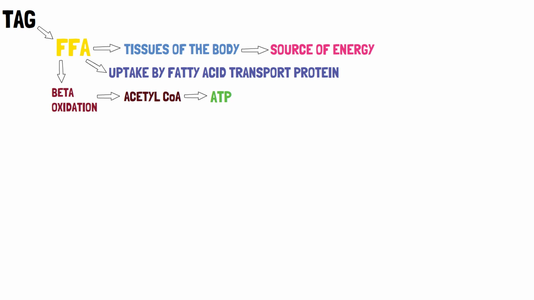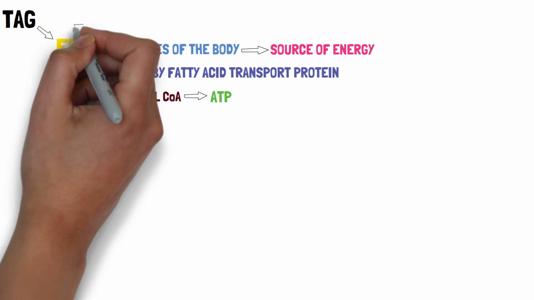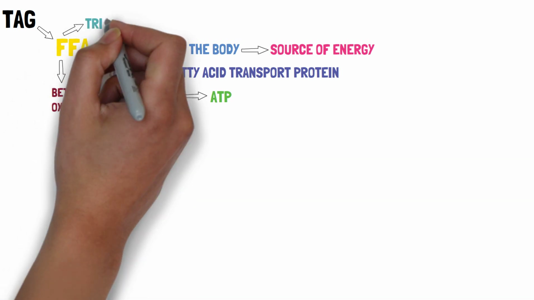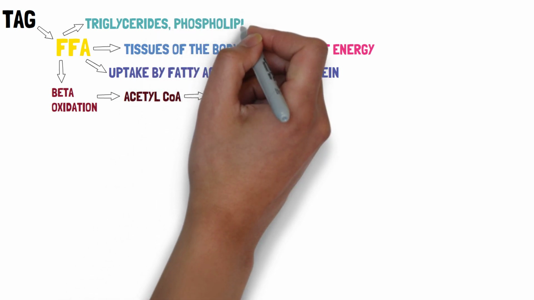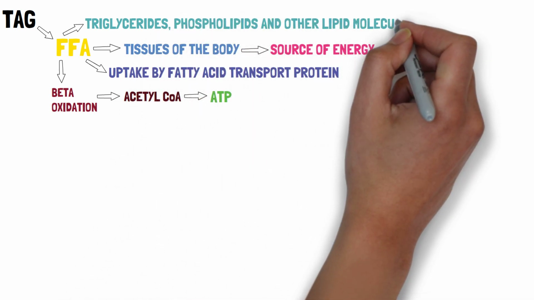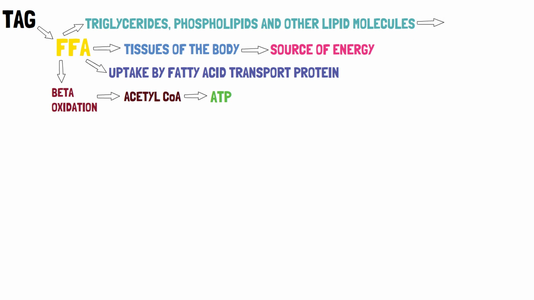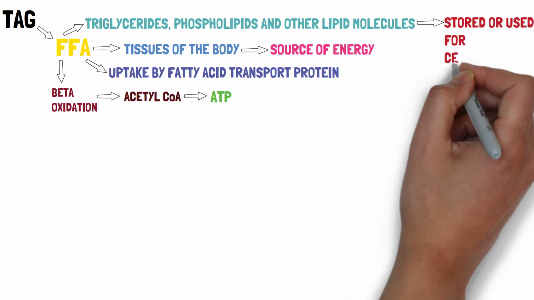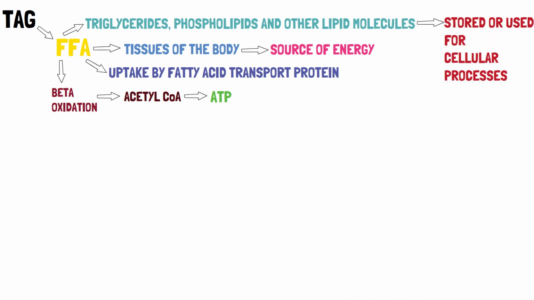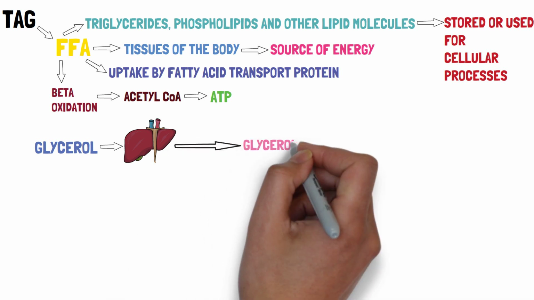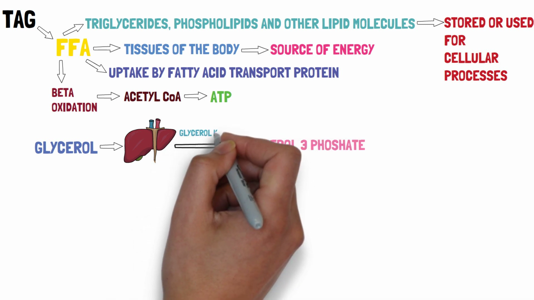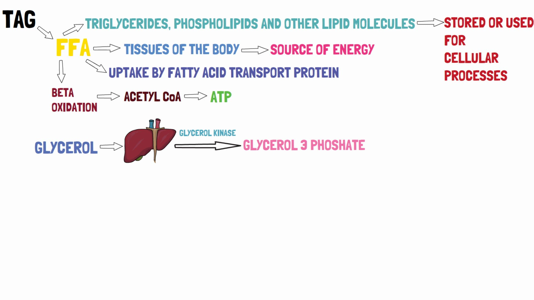In addition to providing energy, free fatty acids can also be used for the synthesis of new triglycerides, phospholipids, and other lipid molecules. These lipids can be stored in adipose tissue or utilized for various cellular processes. Glycerol released from the triacylglycerol is converted in the liver to glycerol 3-phosphate by the enzyme glycerol kinase. This glycerol 3-phosphate can enter either glycolysis or gluconeogenesis.